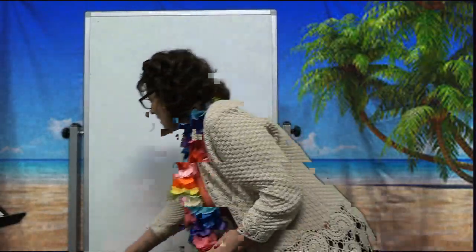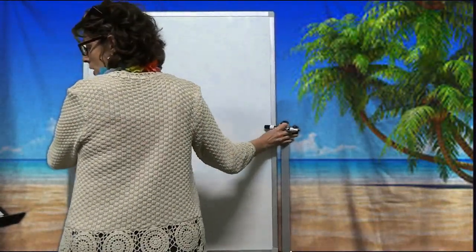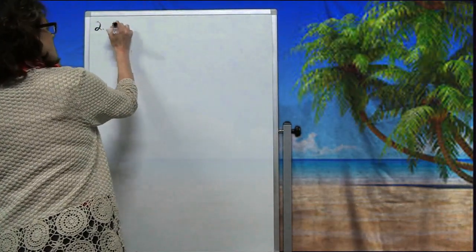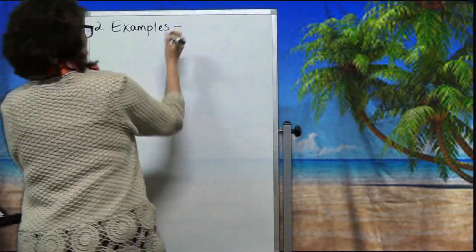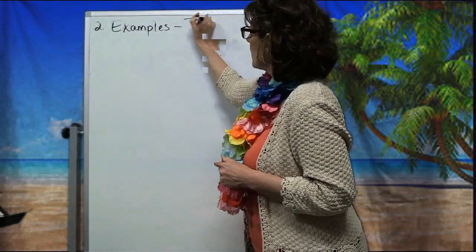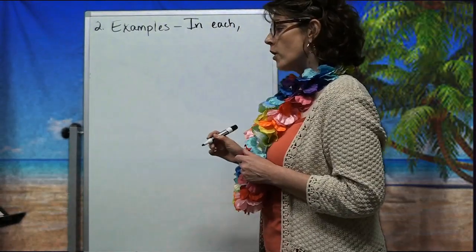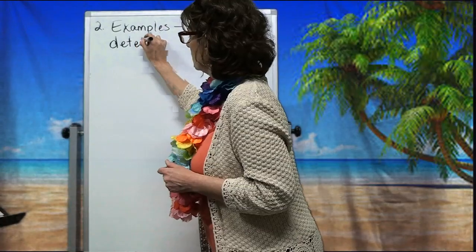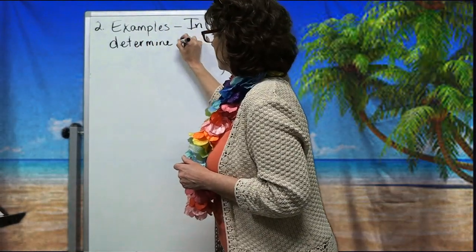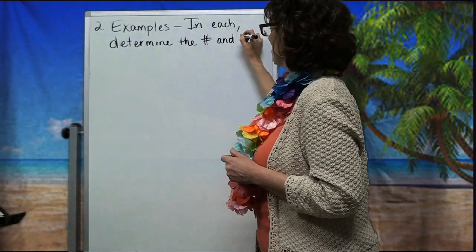All right, so let me get you some examples. In each of these examples, we're going to work with that discriminant, and then we're actually going to work with our quadratic formula. So, in each, we are going to determine the number and types of solutions.